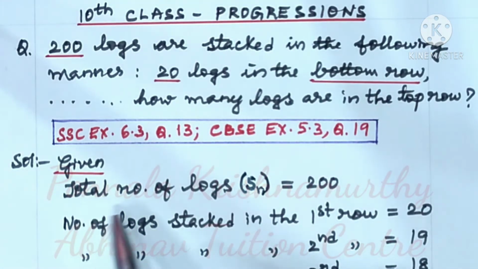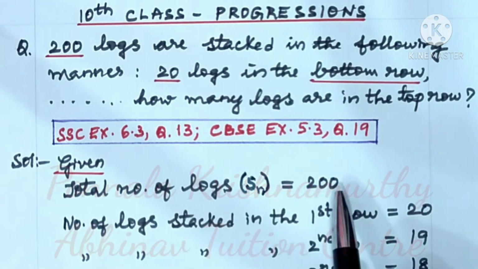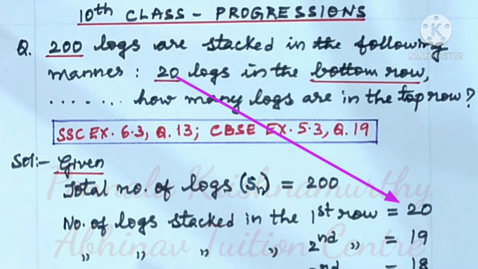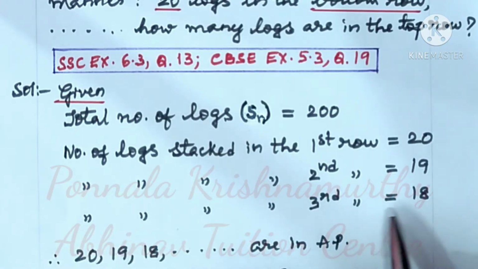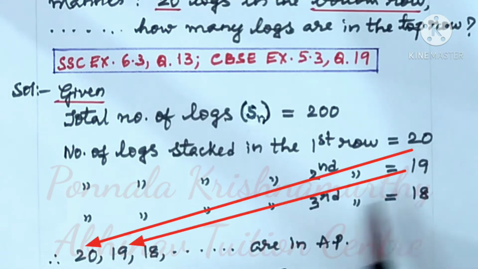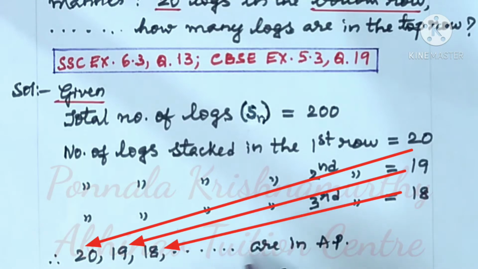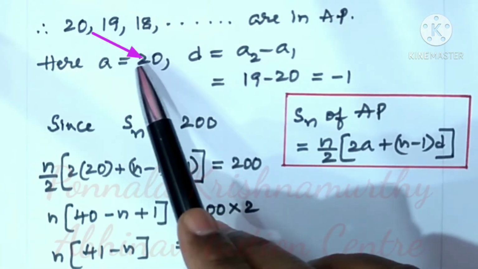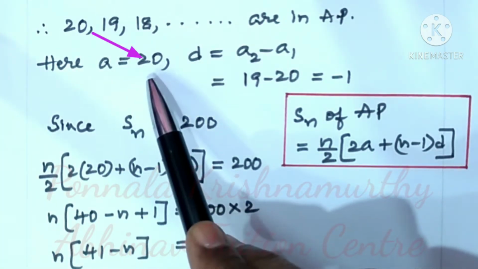Given total number of logs Sn is equal to 200. Number of logs stacked in the first row is equal to 20. Number of logs stacked in the second row is equal to 19. And in the third row is equal to 18. Therefore, 20, 19, 18 and so on are in AP. Here A equal to 20, this is the first term.